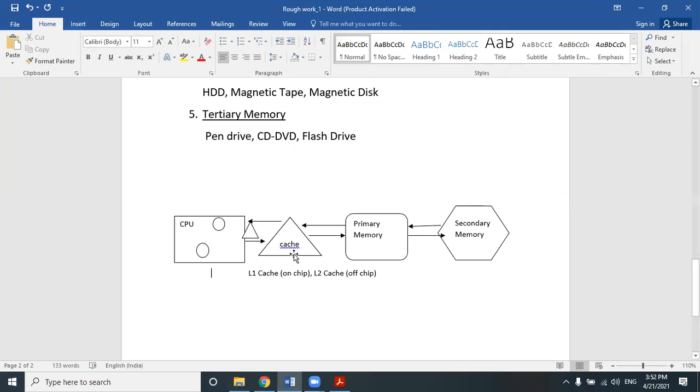Then came the primary memory. Primary memory is generally of two types: RAM and ROM. I am going to discuss each memory individually. Then comes the secondary memory, which is the slowest memory. But the size of the secondary memory is the largest among all the other memories, and it is less expensive compared to all the others.